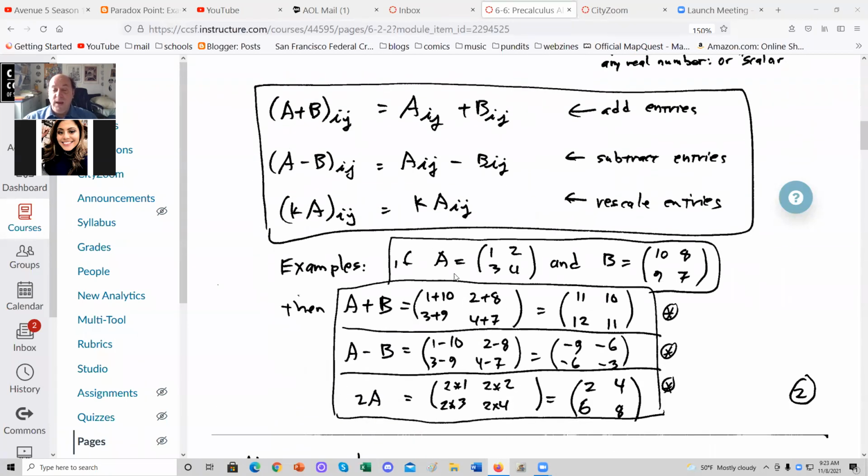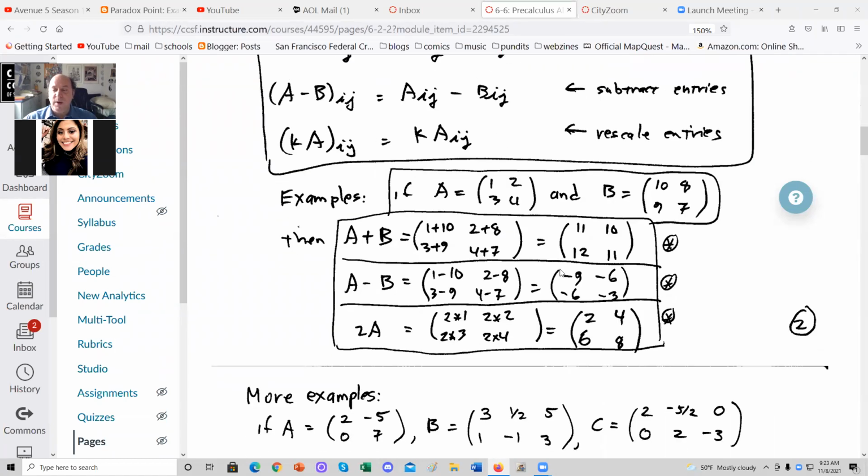So for example, you have the matrix A, 1, 2, 3, 4, and the matrix B, 10, 8, 9, 7. You add the matrices A and B by adding entries: 1 plus 10 here, 2 plus 8 here, 3 plus 9 here, 4 plus 7 here, which is 11, 10, 12, 11. We subtract entries one by one: 1 minus 10 upper left, 2 minus 8 upper right, 3 minus 9 lower left, 4 minus 7 lower right. So you get -9, -6, -6, -3. And twice A is you double every entry: twice 1, twice 2, twice 3, twice 4, therefore 2, 4, 6, 8.